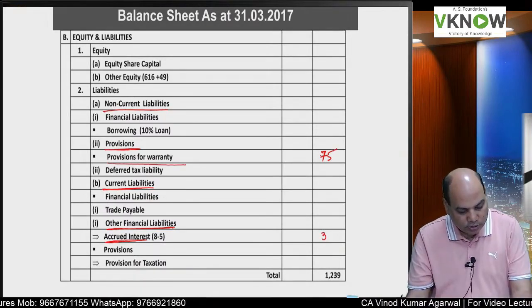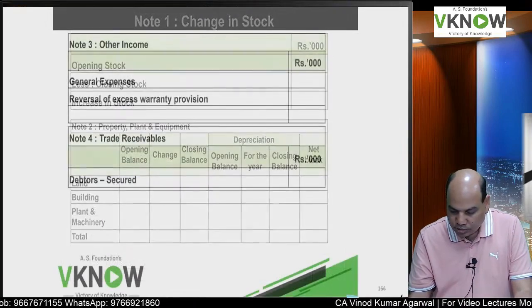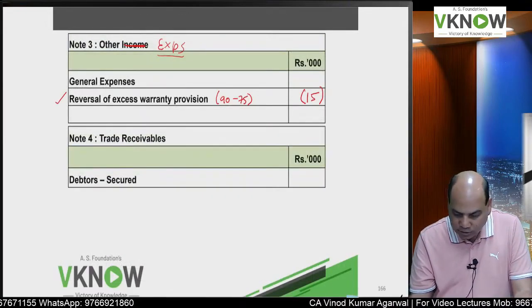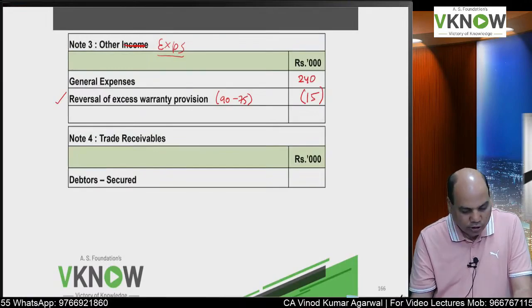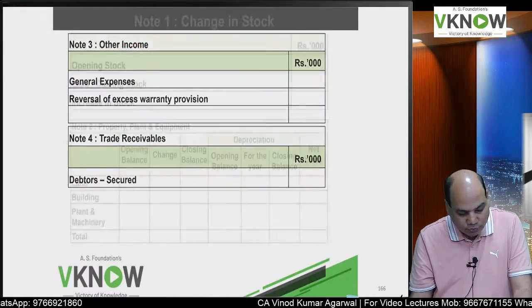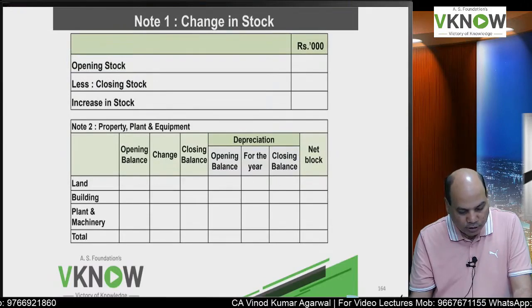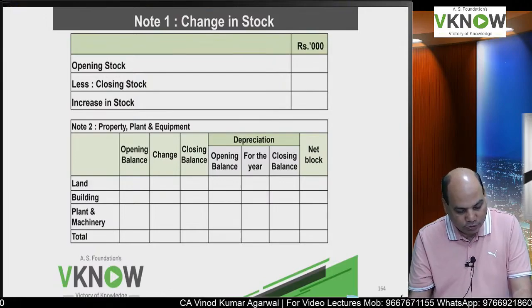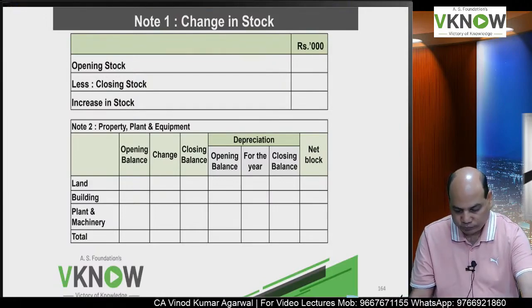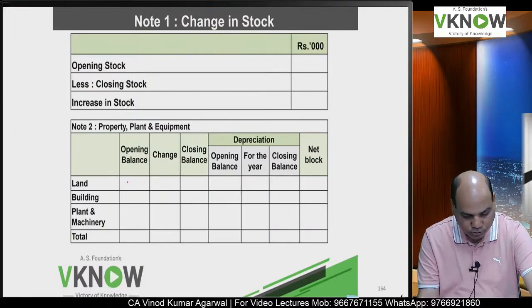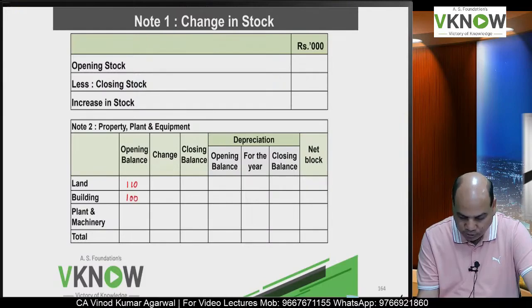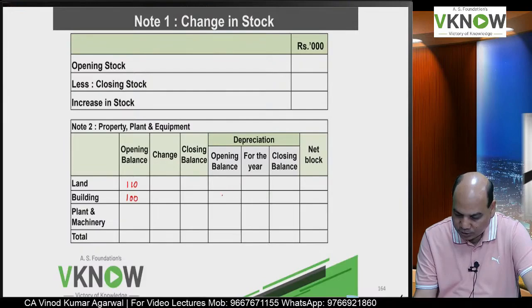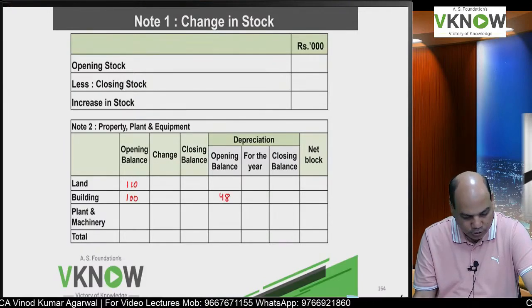Now the next item is general expense, again in note number 3. How much is that? 240. Don't take any total, anything can come again. Then we'll come to note 2, property, plant and equipment. You will write land opening balance, in rupees thousand, so 110. Building 100. Wait. And then accumulated depreciation opening balance in building, 48.